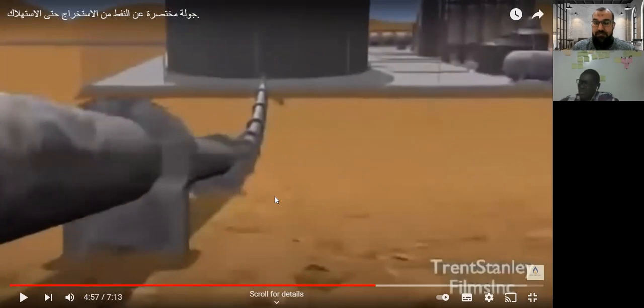We start with upstream, exploration and production. Then we go to the midstream, which is transportation through this huge pipeline that you see in the video. This is midstream, including the pump stations that are needed to pump the oil to the destination.